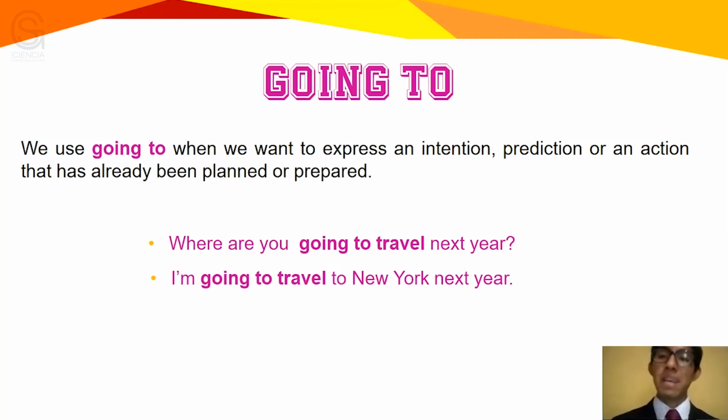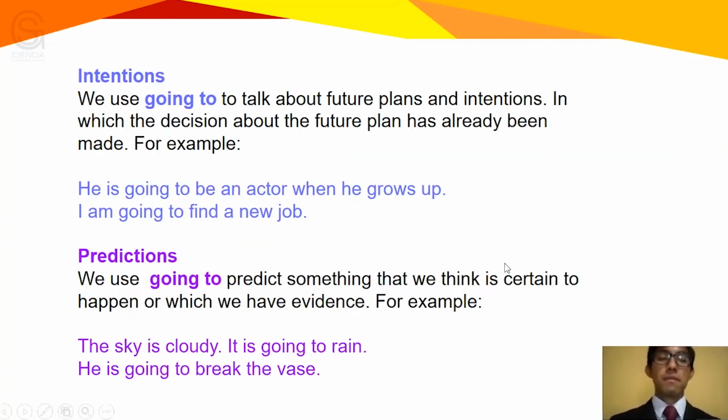Or at least we have the intention to do it. So we can use going to express intentions or predictions. We use going to for intentions when we have already made a decision to do something. For example, he is going to be an actor when he grows up, or I am going to find a new job. And we can use it for predictions.